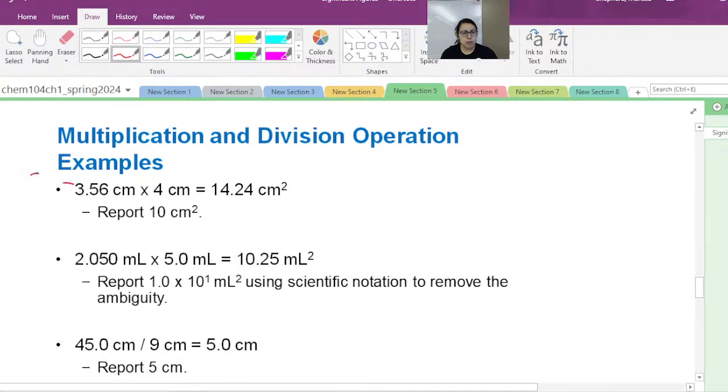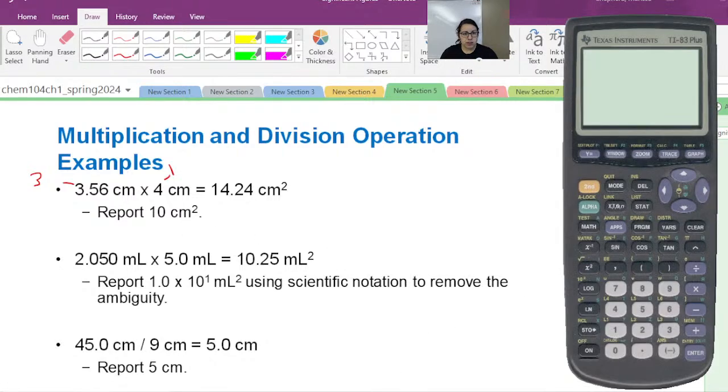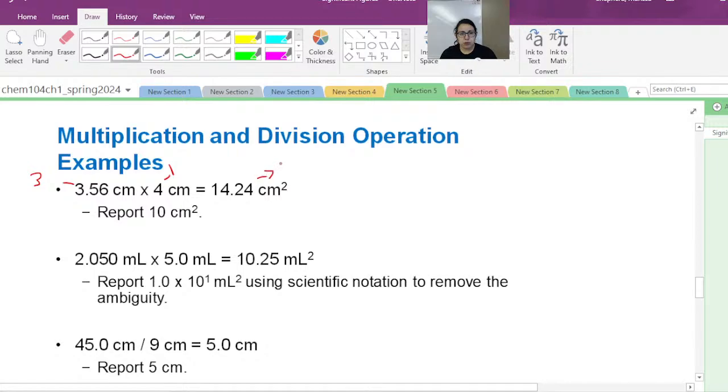So I see some 3. And then what about our 4? So just 1. And now let's walk through this together. We punch this into our calculator, 4 times 3.56. The calculator spits out 14.24, just like it said. But now we have to round to 1 sig fig.